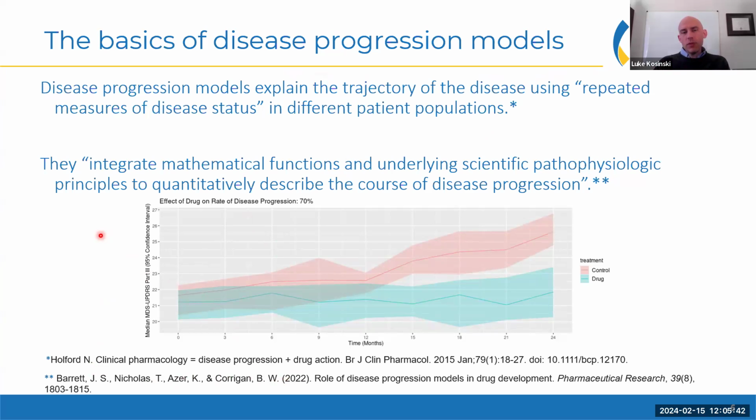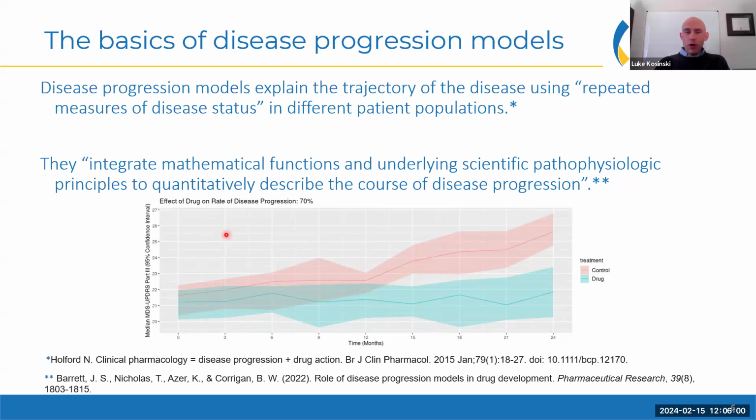So if we think about that, it's not just that we have a mathematical function that's related to disease progression, we're also trying to incorporate the underlying biology. What do we know about the disease? What do we know clinically? What do we know biologically? And how do we capture that quantitatively in a model?